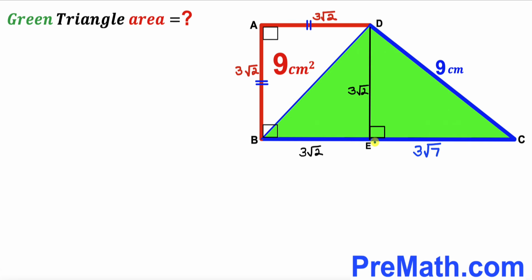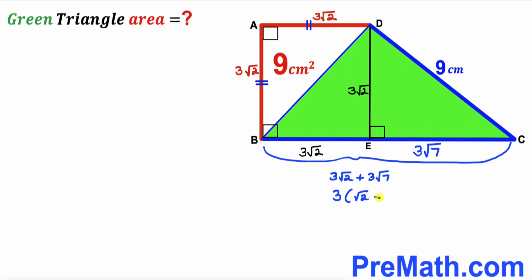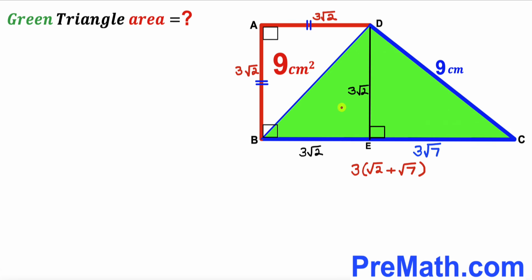And now we can see this EC segment length is 3 times square root of 7, and this BE segment length is 3 times square root of 2. So therefore this whole BC side length is going to be 3 times square root of 2 plus 3 times square root of 7. If we factor out 3, we got simply 3 times the quantity square root of 2 plus square root of 7.